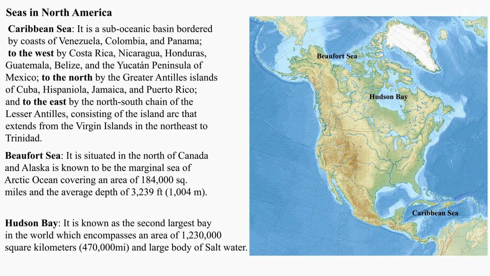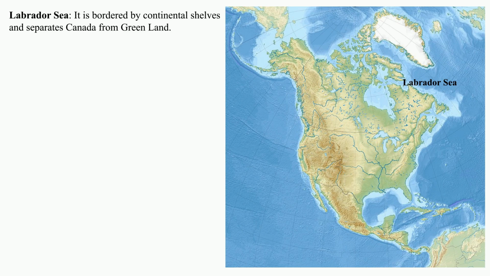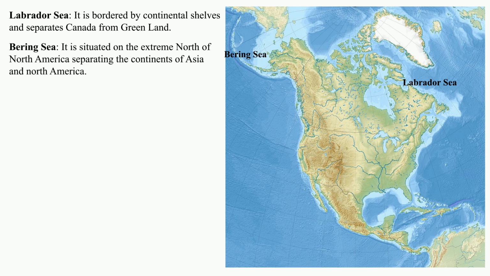Next point is the Labrador Sea. Labrador Sea is bordered by the continental shelves and separates Canada from Greenland. And the next important sea is the Bering Sea. Bering Sea is situated on the extreme north of North America, separating the continents of Asia and North America. So Bering Sea separates Asia and North America.